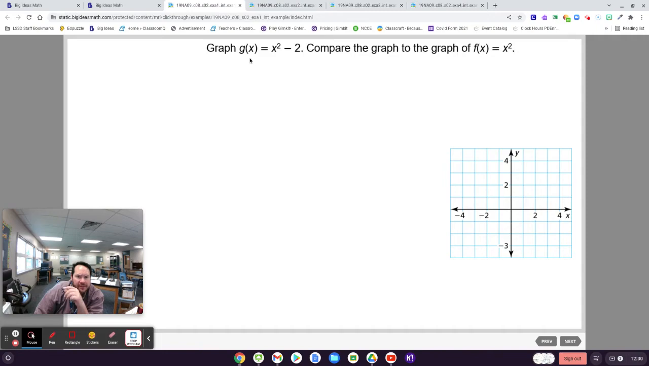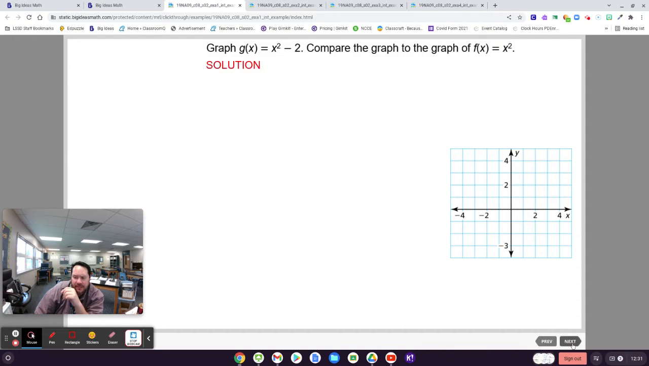So if we're graphing g of x, which is x squared minus 2, basically x squared is going to be a parabola that goes right through 0, 0. Okay, so let's say that we have f of x, which is x squared, and it's this parabola that goes right through 0, 0, goes through 1, 1, 2, 4, so it goes through right about here. What's this x squared minus 2 going to do to this f of x equals x squared graph? Yeah, it's moving it down 2 spaces.